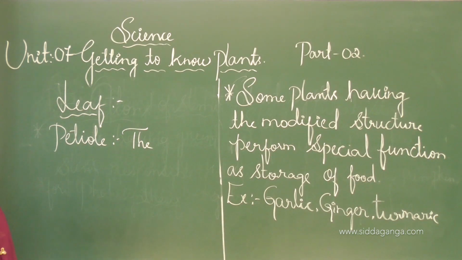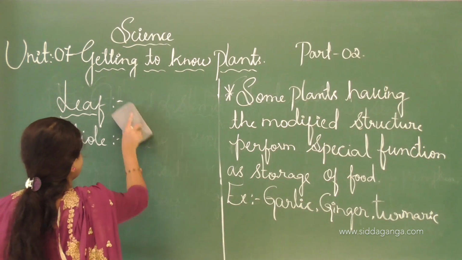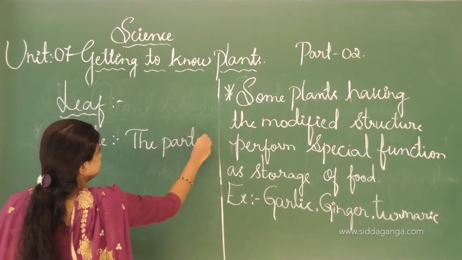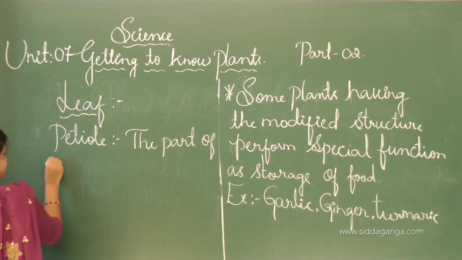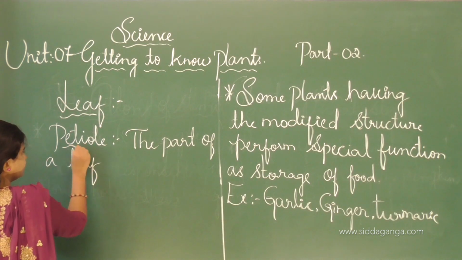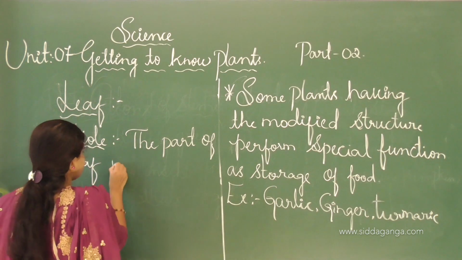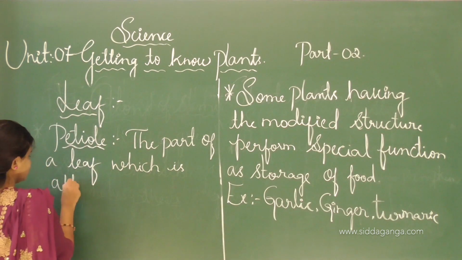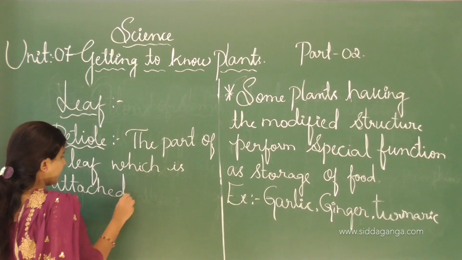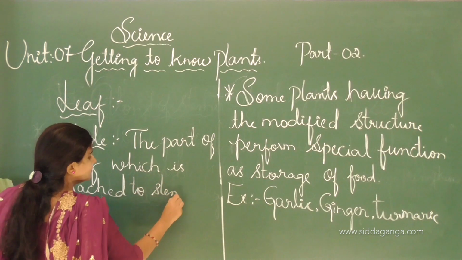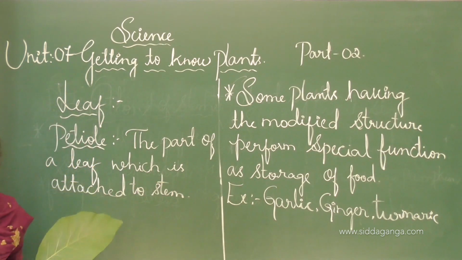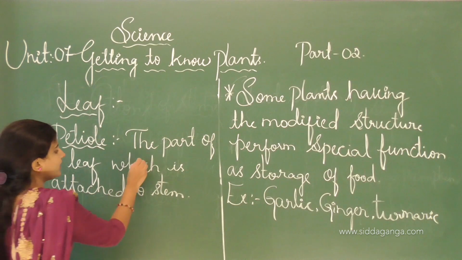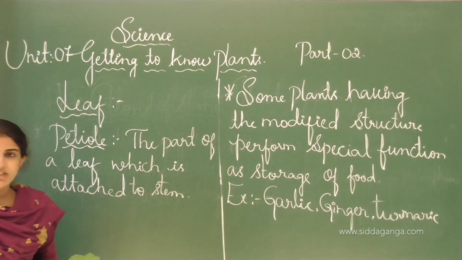Petiole is nothing but the part of a leaf which is attached to the stem. See, what is the meaning of petiole? The part of a leaf which is attached to the stem is called the petiole. This is the definition of the petiole.